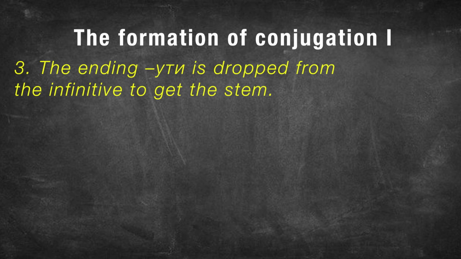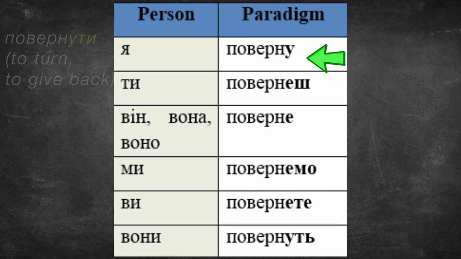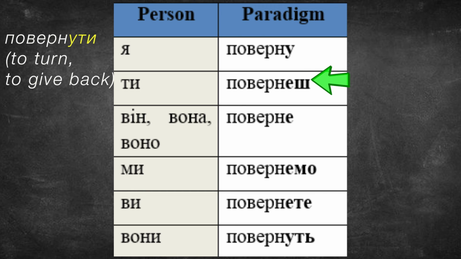The next, verbs with the ending ути. The ending ути is dropped from the infinitive. For example, in the word повернути, to turn, the stem is поверн, the ending is ути. The whole word повернути. So let's conjugate this. Я поверну, ending у. Ти повернеш, ending еш.